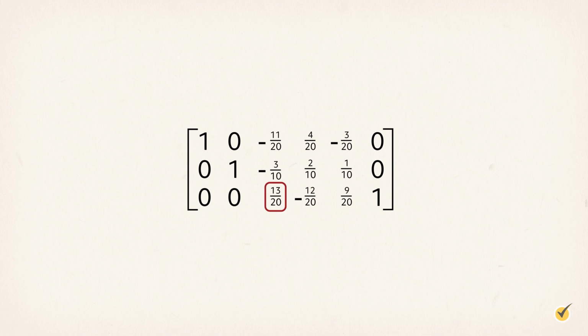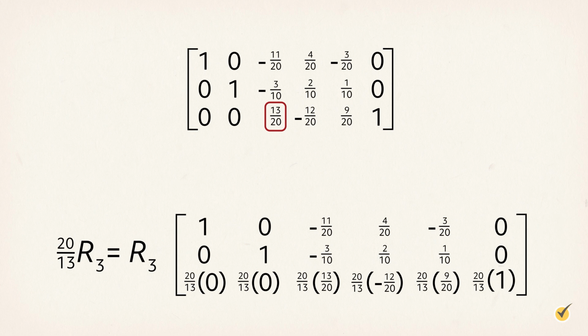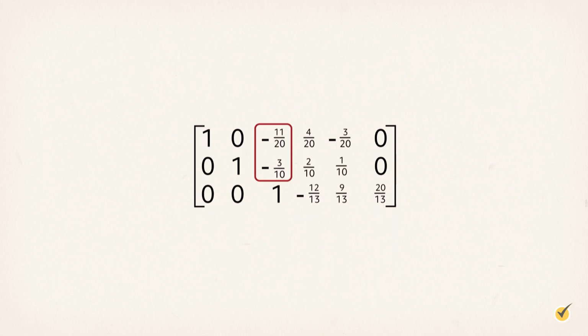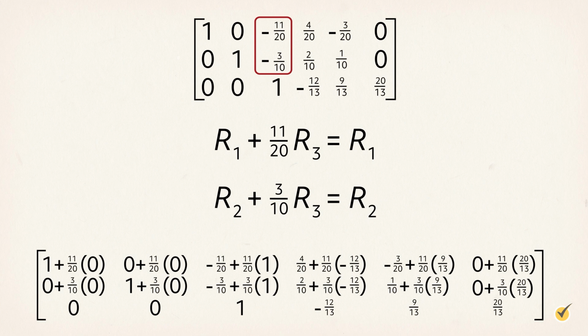Now the 13 over 20 in column 3 needs to change to a 1. 20 over 13 R3 equals R3. Lastly, the 2 remaining entries in column 3 need to be 0. R1 plus 11 over 20 R3 equals R1, and R2 plus 3/10 R3 equals R2.